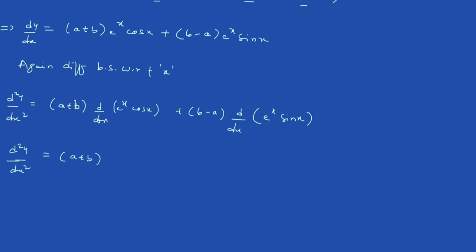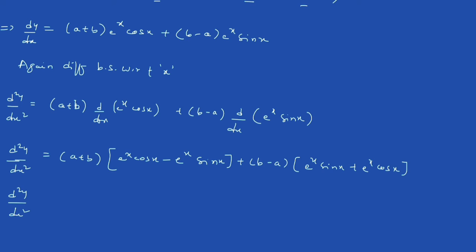Here again u into v form, first function as it is, differentiation of second function, minus e to the power of x sin x, plus b minus a as it is. Again u into v form, e to the power of x sin x plus e to the power of x cos x, right?